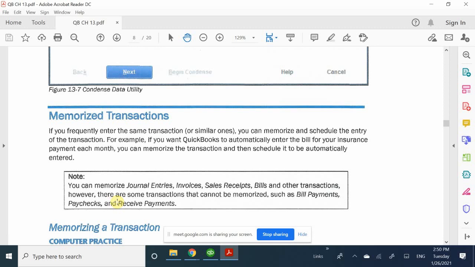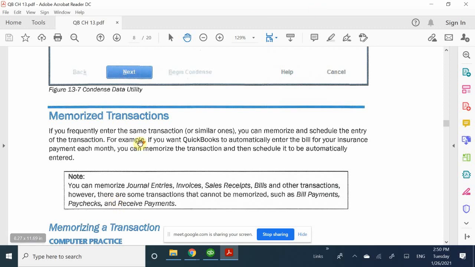And same thing with customers. You can never predict how much they can pay you. One day they'll pay their entire invoice off, the next day they'll pay a partial payment, and then the next day they might even cause you to have to write off a bad debt. So those are the things you can't memorize.